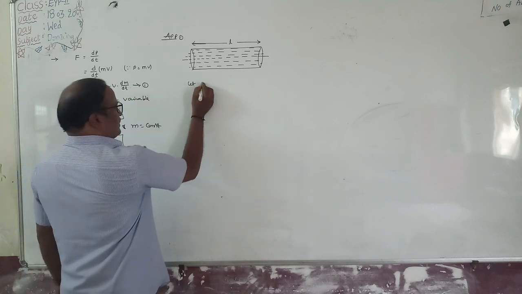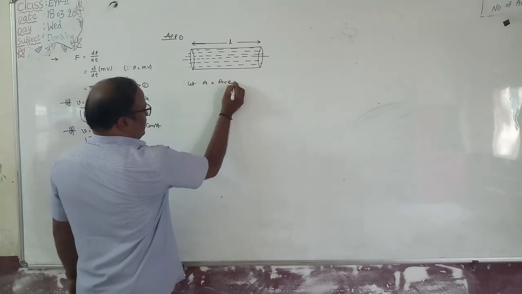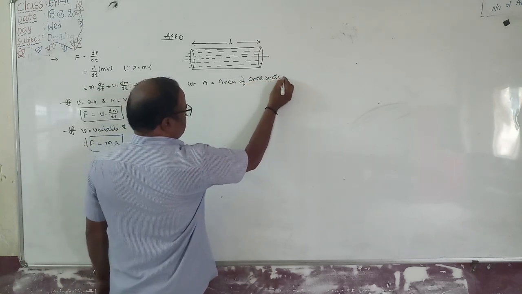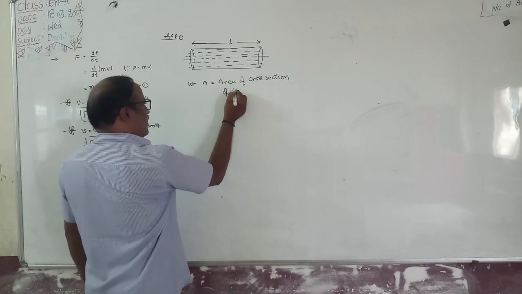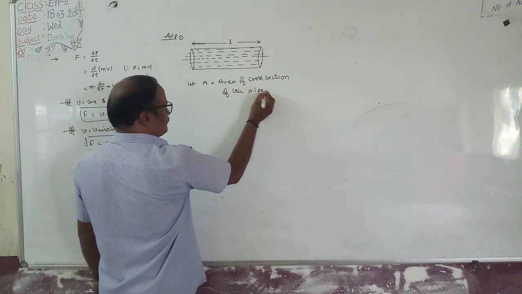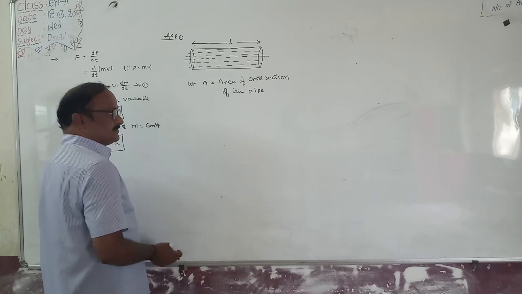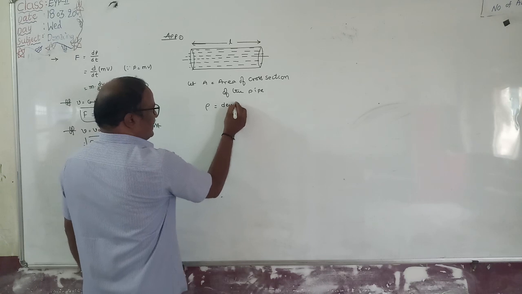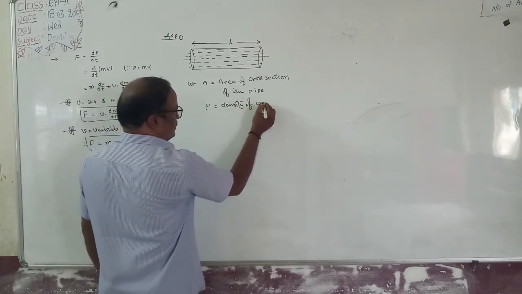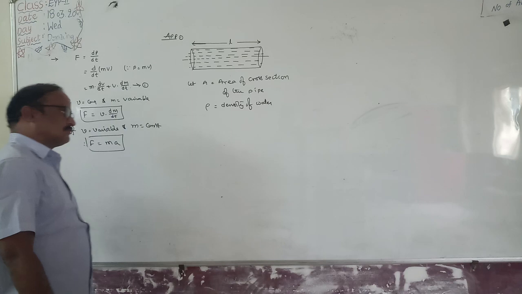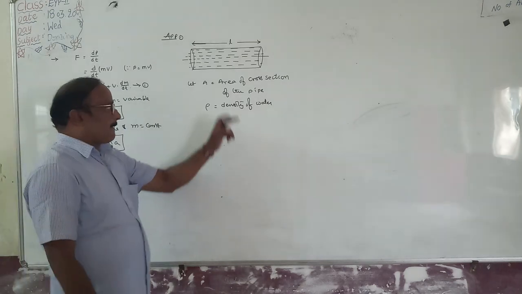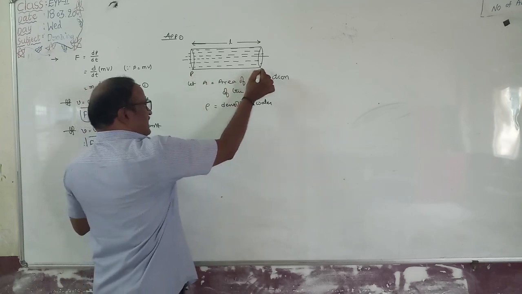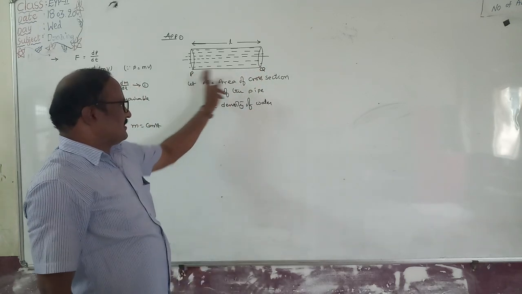Let capital A be the area of cross section of the pipe, L is equal to length, and rho is equal to density of water. Let us consider water entering at the point P and leaving at the point Q. PQ is equal to the length of the pipe.